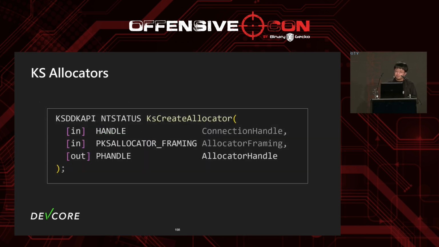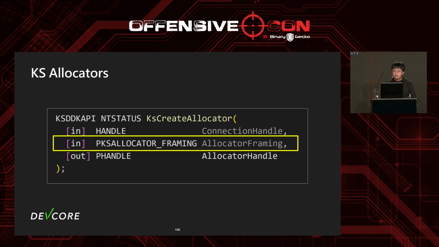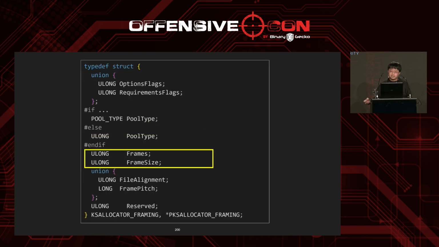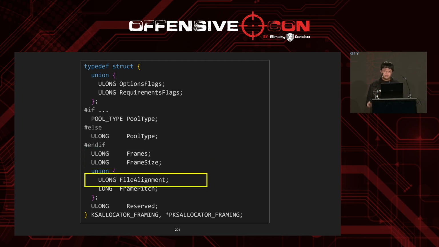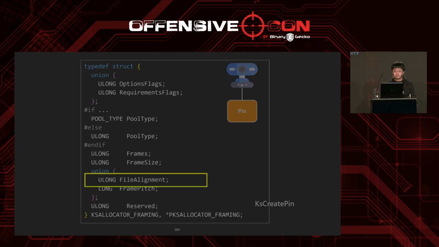In general, you can create a KS allocator using the KsCreateAllocator API, and configure it using a structure called KSALLOCATOR_FRAMING, such as the number of frame buffers and the size of each buffer. You can also specify the alignment for each frame buffer. In fact, we need to provide an alignment mask for it.